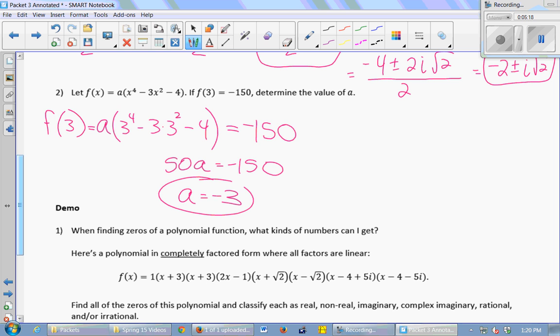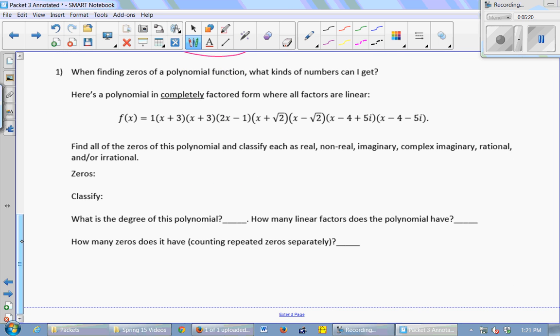But we are continuing to discuss polynomial functions. Okay. So when you're finding zeros of a polynomial function, what kind of numbers can you get? You can get nice pretty ones like -3, or a half. That's even a nice number, a half. But √2 and -√2, those are called irrational. Don't like those. And then I have -4 + 5i, -4 - 5i. Those are called complex. Right?